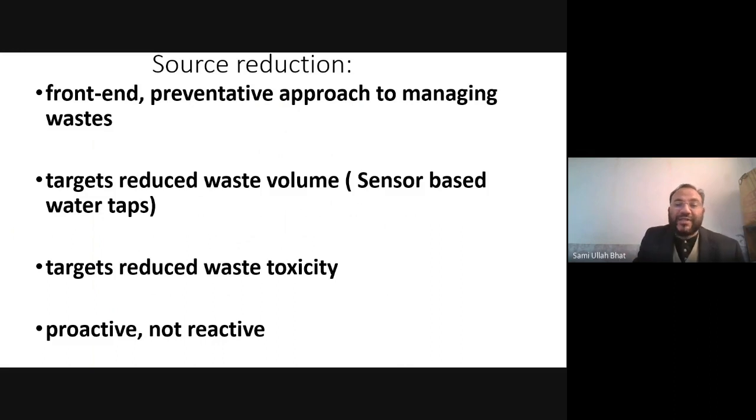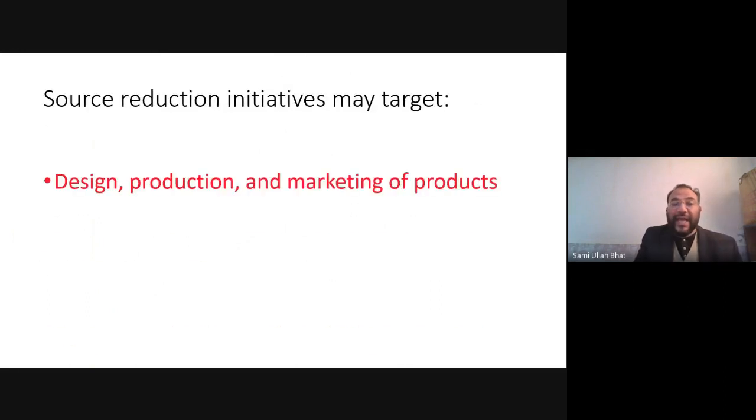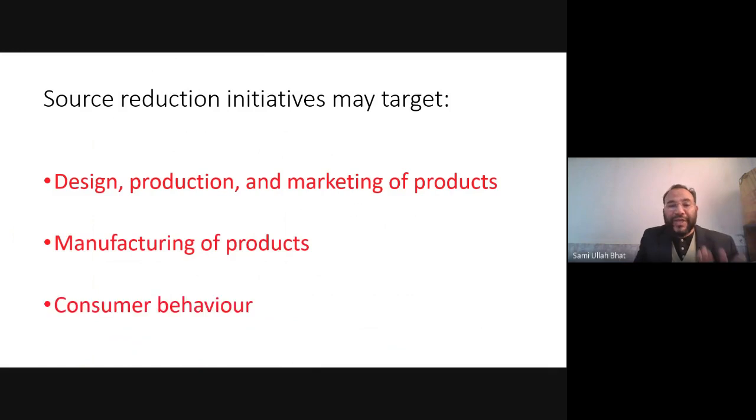Target reduced waste toxicity, proactive and not reactive, in the sense that you need to come forward, rather than only thinking that this waste is creating a problem, that waste is creating a problem, and we are not in a position to manage those wastes. You need to be proactive, making your choices and coming forward actively in giving your contribution to waste reduction and waste management as well.